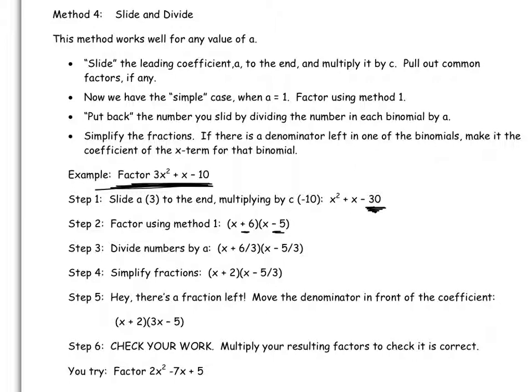Now after we do that, we divide those numbers on the end by that a term. So both get divided by a, so 6 over 3 and -5 over 3. And then we simplify those fractions. 6 over 3 gives you the 2. 5 over 3 doesn't give you anything, it's just 5 over 3. And since we have a fraction that's left over, we move that denominator in front of the x in that parenthesis. So that 3 would go right there, and that is it factored. Slide and divide. Doesn't get much better than that.